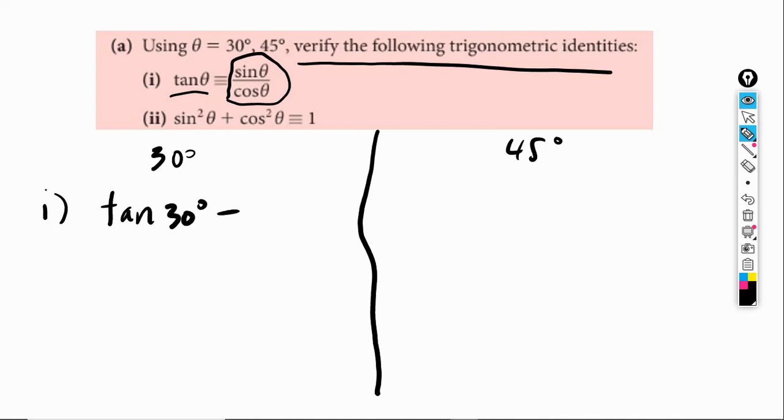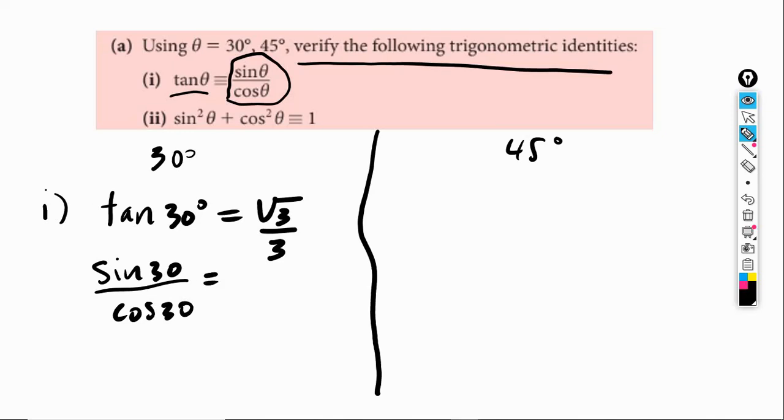So what do you get if you plug that in the calculator? If you go tangent of 30 degrees, you're going to get square root of 3 over 3. But we know that tangent is equal to sine over cosine. So that means that this should equal sine of 30 over cosine of 30. Okay, sine of 30 over cosine of 30.